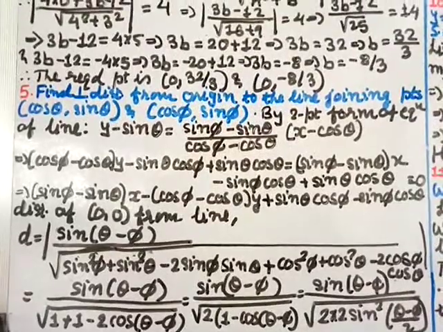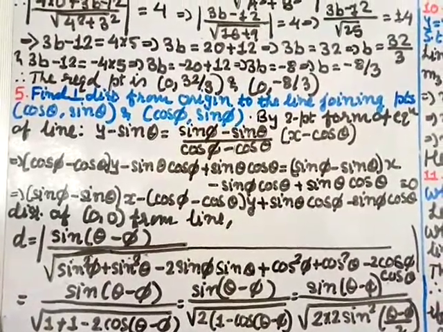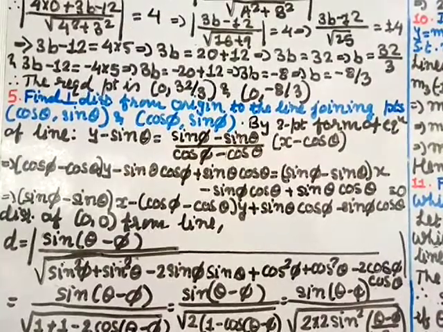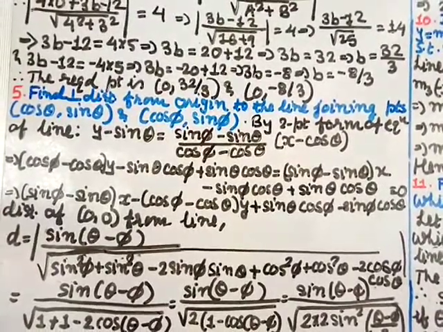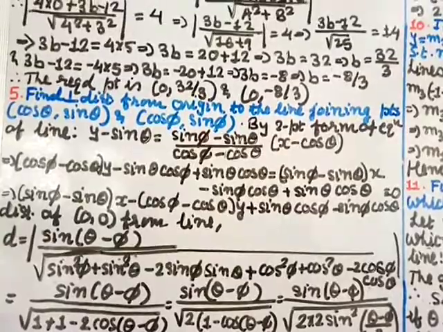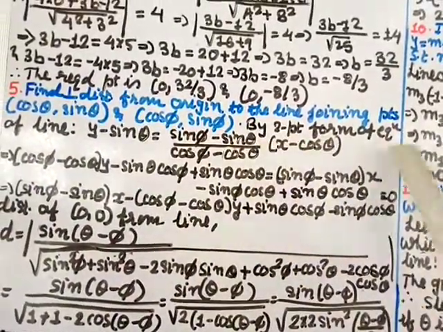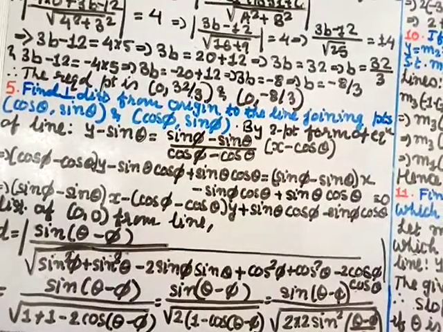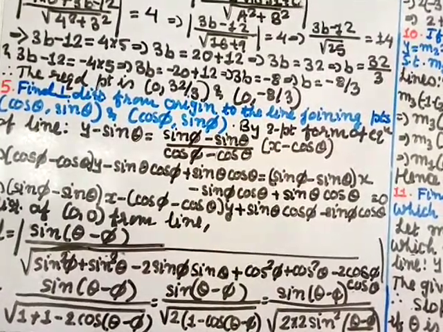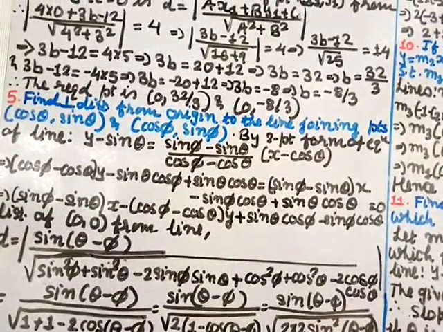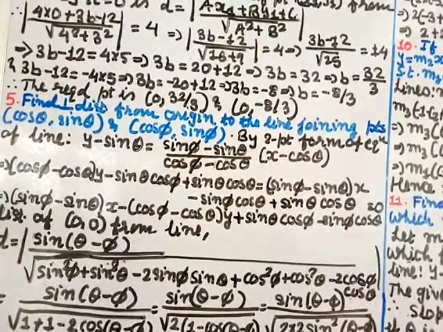Question number 5. Find perpendicular distance from origin to the line joining points cos theta, sin theta and cos phi, sin phi. Now here there are 2 points given. Okay, so we use the 2 point form of equation of line: y minus y1 equal to y2 minus y1 divided by x2 minus x1 into x minus x1. Okay, so that is the equation of the line.